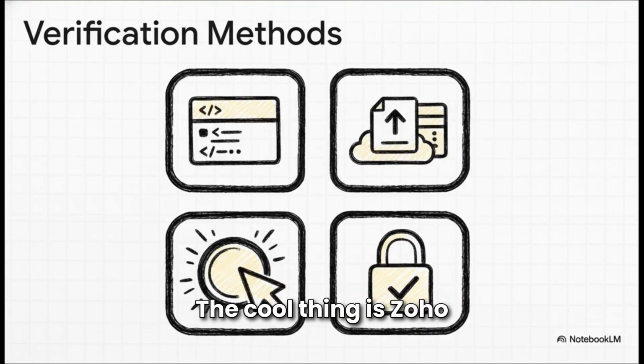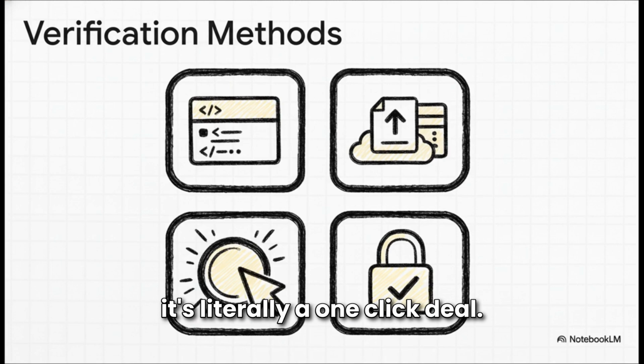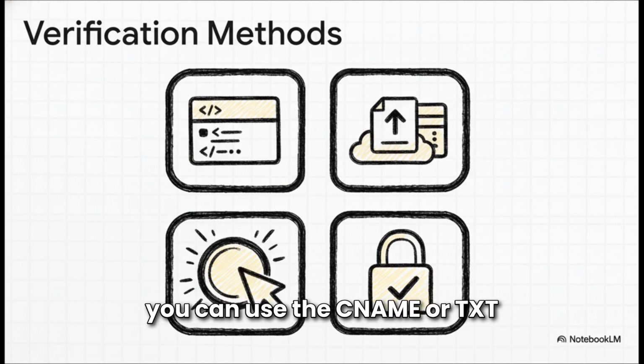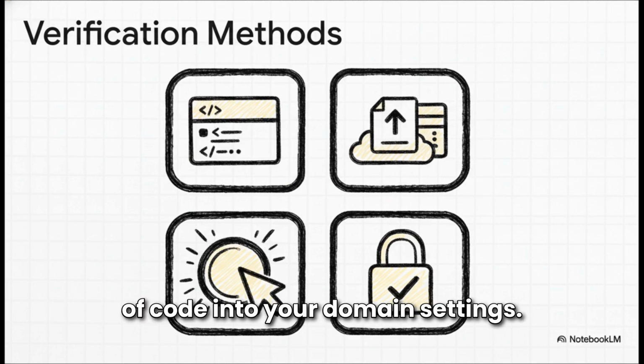The cool thing is, Zoho gives you a few different ways to get this done. For some providers like GoDaddy, it's literally a one-click deal, super simple. If you're a bit more hands-on, you can use the CNAME or TXT methods, which just involves copying and pasting a little bit of code into your domain settings.